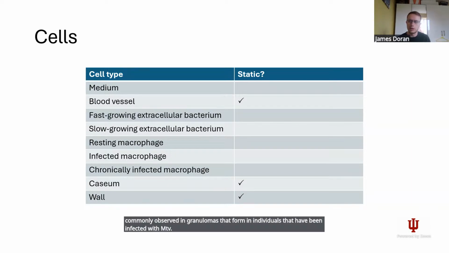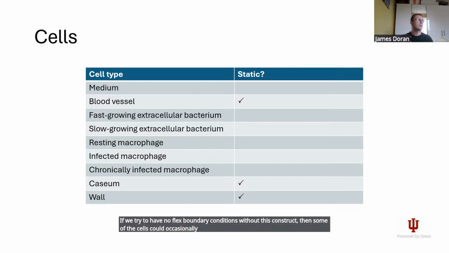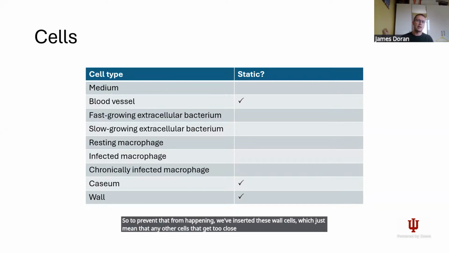The wall structure is an artificial construct we've included in our model to strictly enforce no-flux boundary conditions. We did this because, due to the CompuCell framework, if we try to have no-flux boundary conditions without this construct, then some of the cells could occasionally stick to the boundaries and not come free again. So to prevent that from happening, we've inserted these wall cells, which just mean that any other cells that get too close to the boundary will be reflected back into the domain.